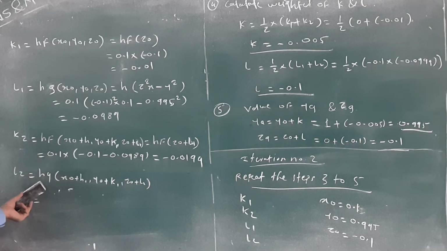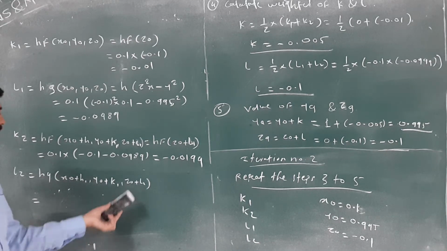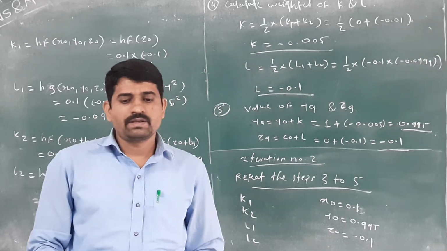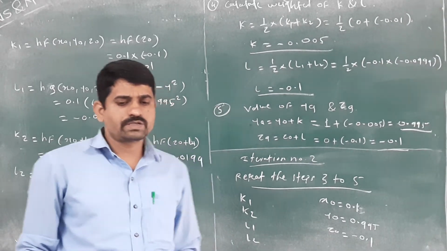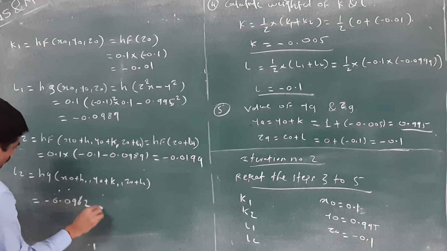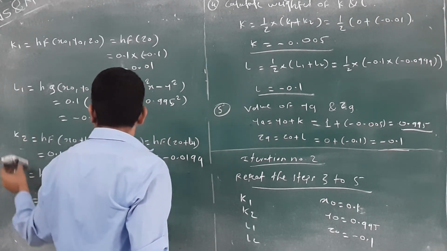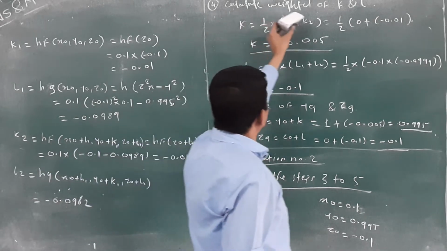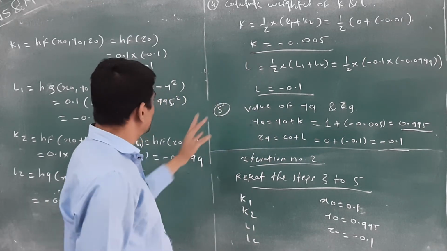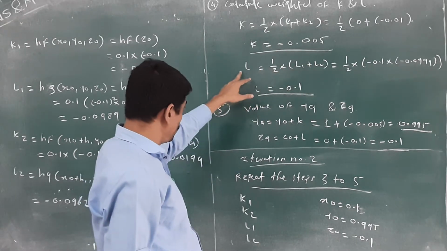Similar way you have to calculate that L2 value. How to calculate the L2? H g into x0 plus h, y0 plus k, and z0 plus L1. If you are putting that value in that equation, then you will get the value minus 0.0962. Okay. In this way you have to calculate the values K1, L1, K2, L2. Then again calculate the weighted mean of K and L. Put all these new values in that equation. K is equal to 1 by 2, K1 plus K2. You will get the new value.